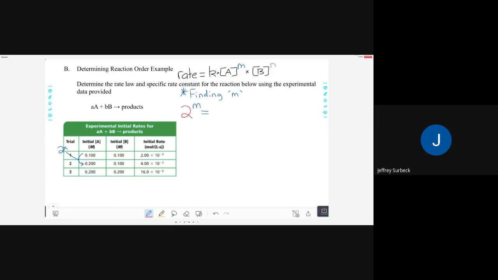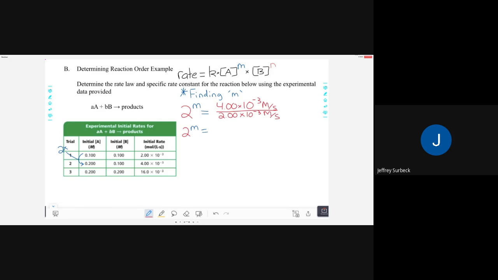We're going to say, hey, this is 4.00 times 10 to the negative third M/S, and then we're going to divide that by that initial rate in experiment 1. So in experiment 1, we had 2 times 10 to the negative third M/S. Okay, so let's consolidate this. We're still going to have 2 to some power M.